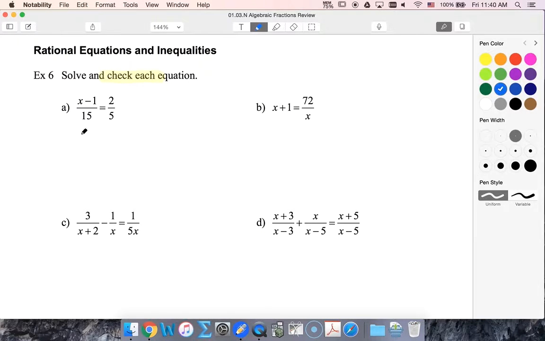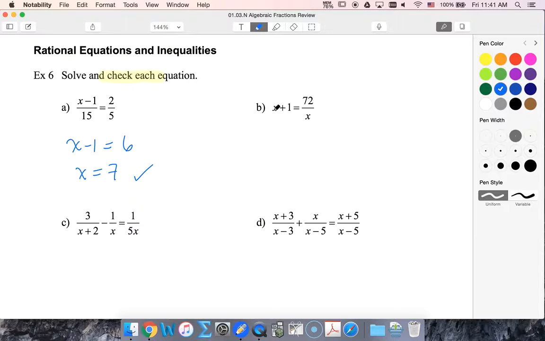So to solve this first equation, I'm just going to move this 15 to the other side. So x minus 1, 2/5 times 15 is 6, so x must be 7. Let's check and make sure that's true. So 6 over 15 does reduce to 2/5, so that works.